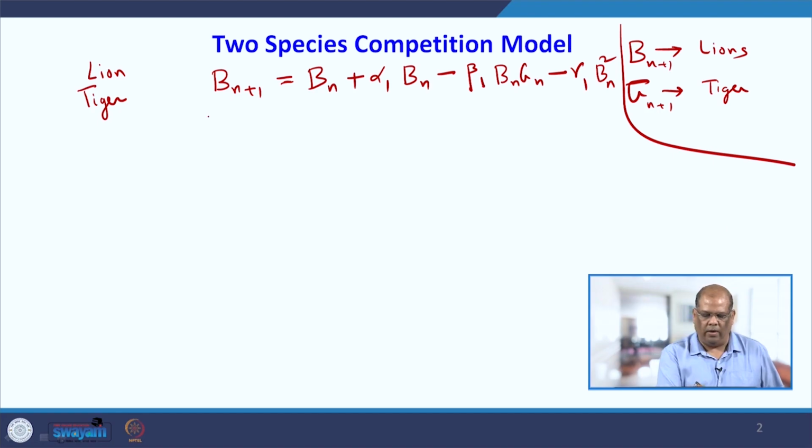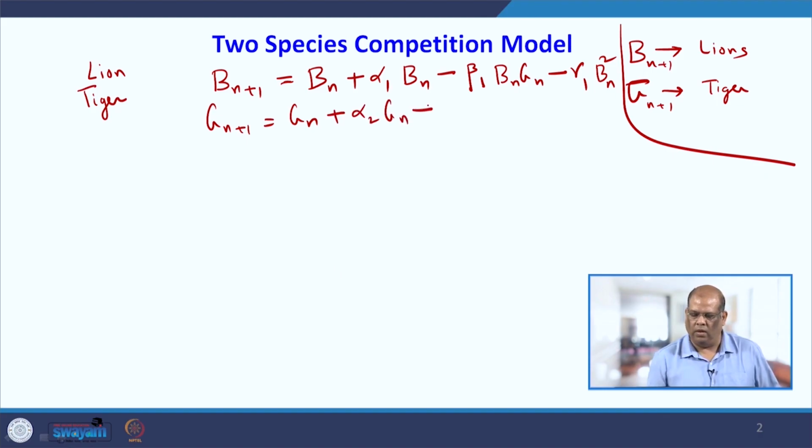In a similar manner, the tiger equation is going to be the number of tigers at n plus 1 times in the nth time, say they grow at a rate alpha 2, they are competing for food at a rate beta 2, and they are competing among each other at a rate gamma 2.